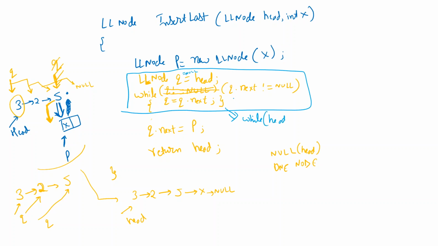So why are you taking a new Q pointer? We already have the address of the first node. Why can't we write something like this? While head is not equal to null, head equal to head dot next. People have asked me this question. I have seen people writing code something like this, right?